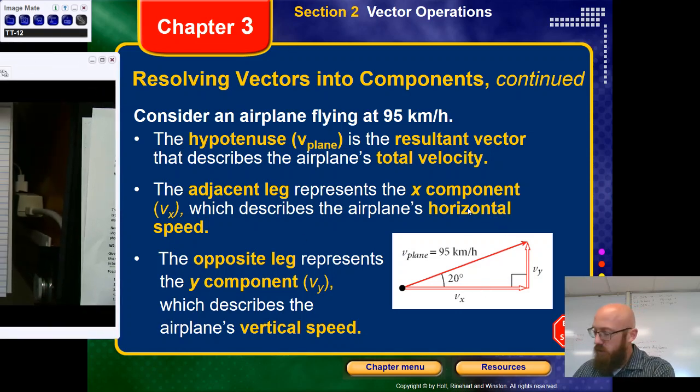Adjacent leg, cosine. So for x, the velocity in x, I want to take 95 times the cosine of the angle, which in this case is 20 degrees. Velocity in the y, 95 times the sine of 20 degrees. I'll let you do the math.